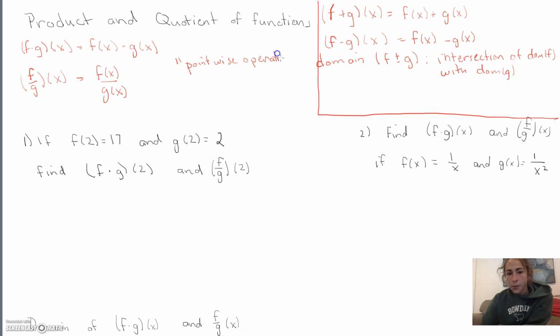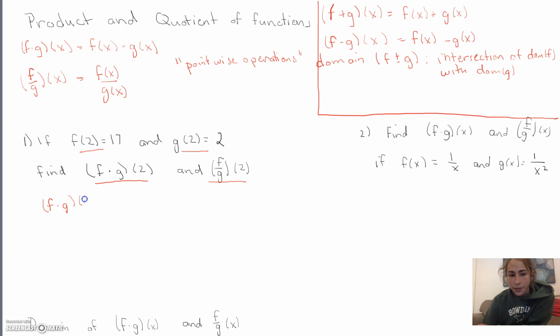It basically means we only need to know what each function is doing at a point to figure out what it's doing at that point for the combination of those functions. Here's what I mean. Say we know f of 2 equals 17 and g of 2 equals 2, but we don't know what's going on for any other value of x. We only know what's going on at 2. I can figure out what the product is at the value of 2 and the quotient at the value of 2, but I can't figure out the product or the quotient at any other value. So let's see how this works.